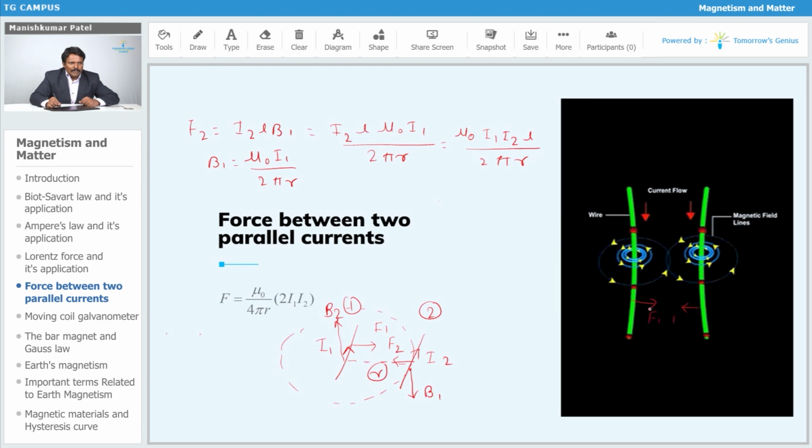Now the same thing you can see in this diagram also, the currents flowing in the same direction, and the forces acting are F1 and F2. So definitely this is a force of attraction if it is like currents, and if the currents are unlike, they are going to repel each other. So this is the analysis for the force between two parallel currents. They attract if the current flows in the same direction, and they repel if the current moves in the opposite direction. So that is the thing for the force between two parallel currents.